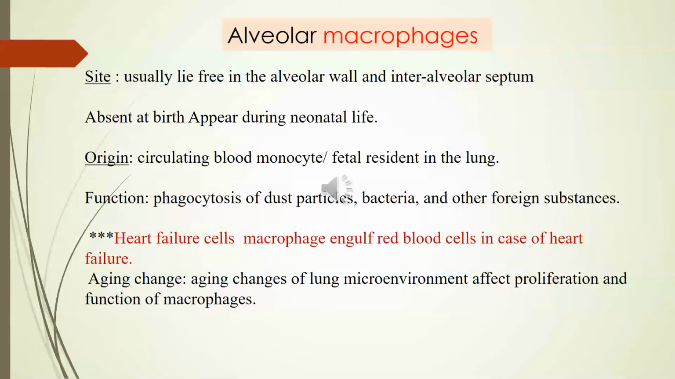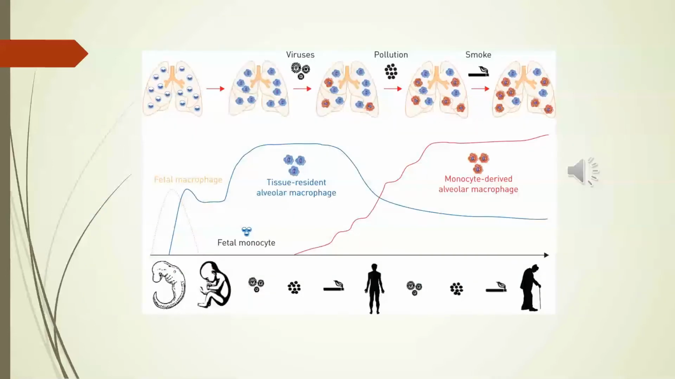Aging changes can affect the proliferation and function of the macrophages of the lung. Here is a diagrammatic explanation for the development of the macrophage. Here we can find that during fetal life, some fetal monocytes, in blue color, go to the lung and transform into resident macrophages.